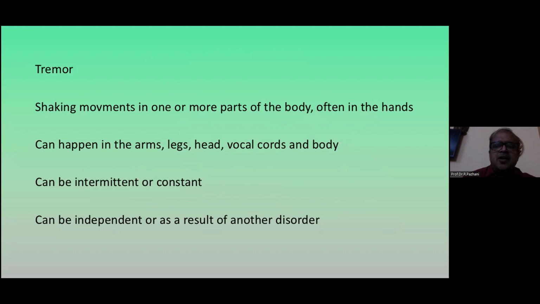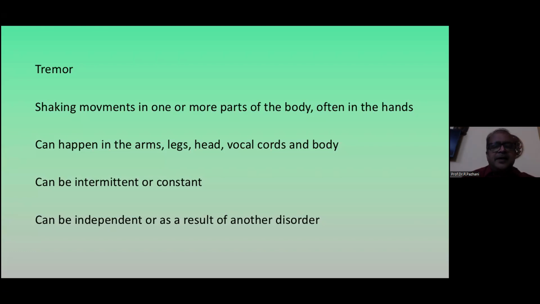It can happen in the arms, legs, head, vocal cords of the body. So we have to look for tremor in the arms, tremor in the legs, tremor in the head, tremor in the vocal cords in the form of voice tremor, and body tremor when somebody complains of shaking in the hands. It can be intermittent or constant. So we have to sometimes patiently observe the patient for at least 1 or 2 minutes to make sure that we are not missing some tremor which is coming and going.